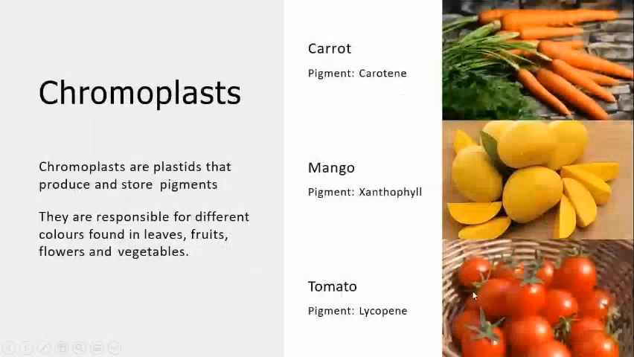Okay. So the chromoplasts are plastids that produce and store pigment. They are responsible for the different colors found in leaves, fruits, flowers, and vegetables. Example, carrot contains the pigment carotene. The mango contains the pigment xanthophyll, and the tomato contains the pigment lycopene.